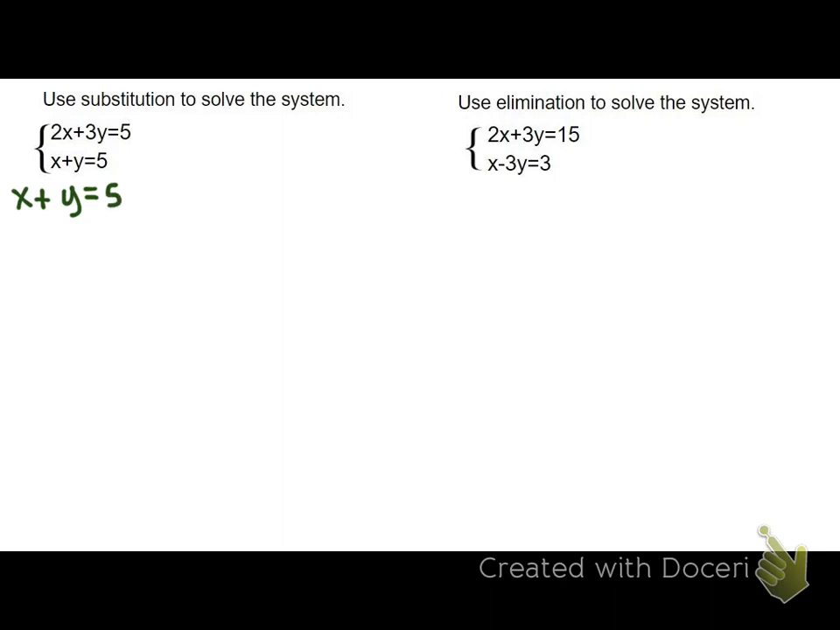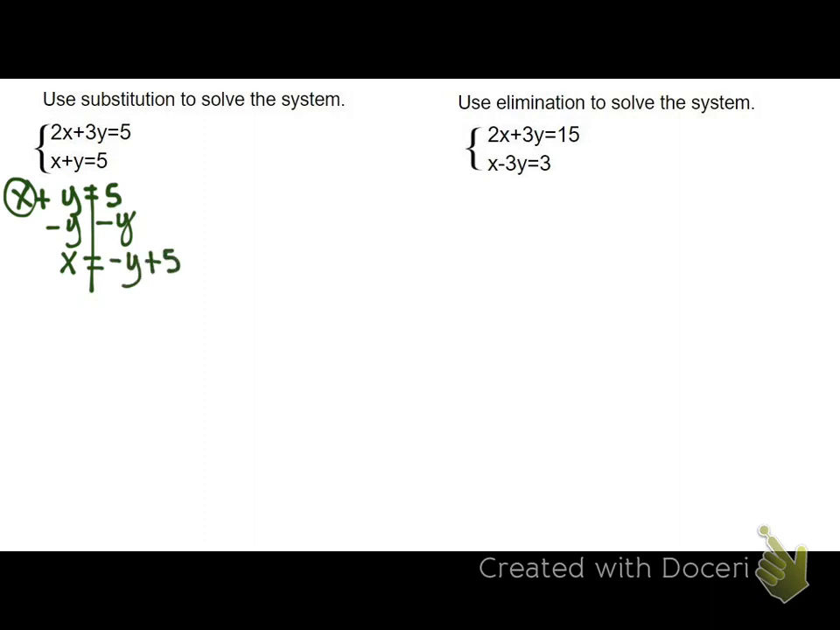Now, here either variable is by itself. Does it matter which variable I isolate? No, I could solve for either one. Which variable do you want to solve for? x. So we're going to get x by itself. I do that by getting rid of the plus y, so I'm going to subtract y. So x is going to equal negative y plus 5. You can't combine them.